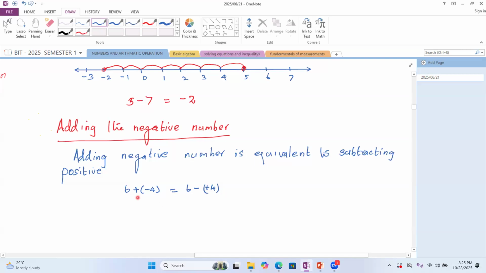Right. How can adding negative numbers become subtracting a positive number? So we can write 6 plus minus 4. That means 6 minus positive 4.